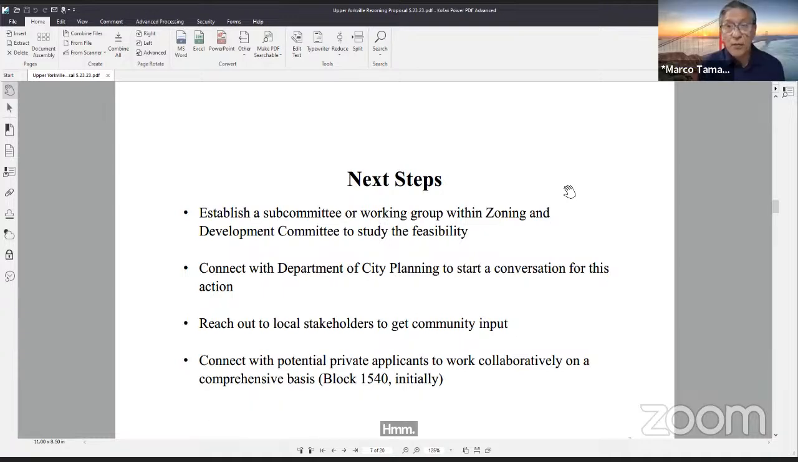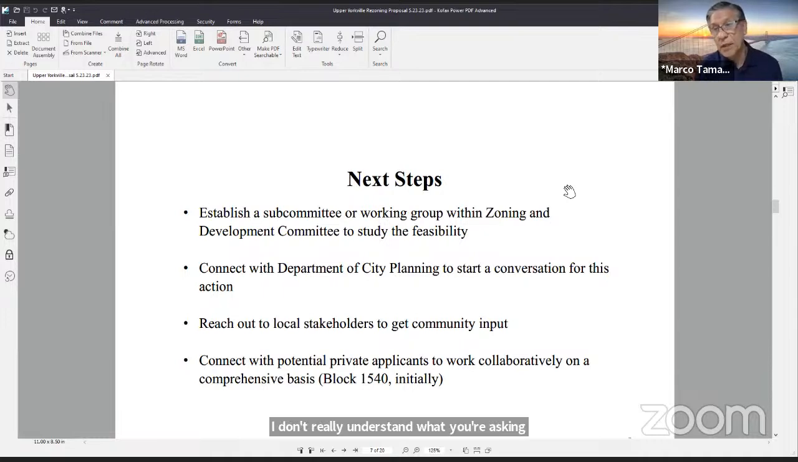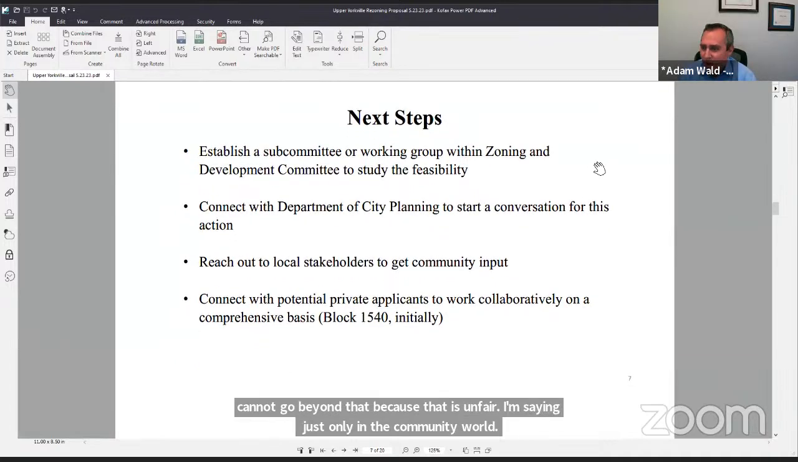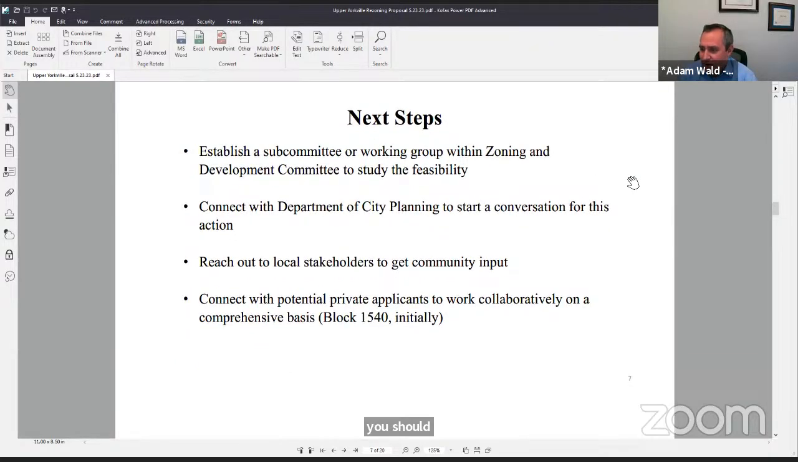No, what I'm saying is, at the time when we vote in the community board, you cannot go beyond that because that is unfair. I'm saying just only in the community board, you should. It's a waste of time to tell someone that their as-of-right project needs to have affordable housing, and it makes us look ridiculous. Anyway.